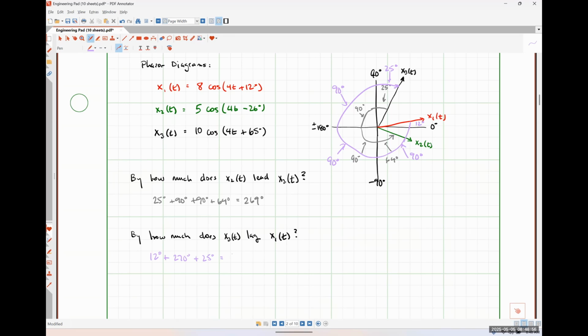Comes out to be 307 degrees. So just to recap, the second signal is always the one where we start our measurement. If we're measuring leading, we go counterclockwise. If we're measuring lagging, we go clockwise. So leading, we're looking for a more positive angle. Clockwise, we're looking for a more negative angle.